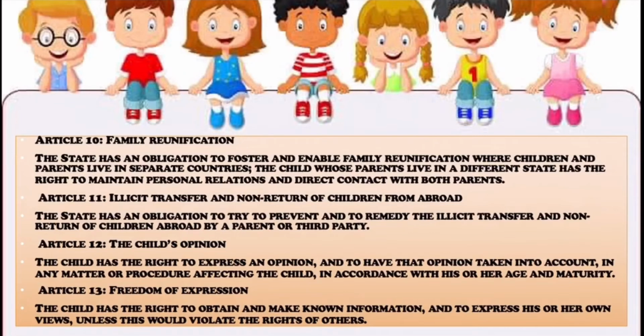In Article 11, illicit transfer and non-return of children from abroad. In Article 11, state parties shall take measures to combat the illicit transfer and non-return of children abroad. In Article 12, the child's opinion. In Article 12, state parties shall assure the child who is capable of forming his or her own views the right to express those views freely in all matters affecting the child, the views of the child being given due weight in accordance with the age and maturity of the child.